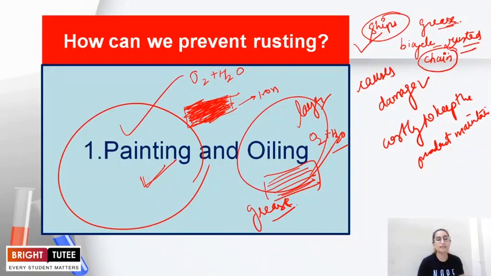The mechanic basically applies grease to all the parts of a bicycle so that the rusting does not occur further. So you should keep greasing your iron articles or oiling, or you should paint them to prevent them from rusting, right?